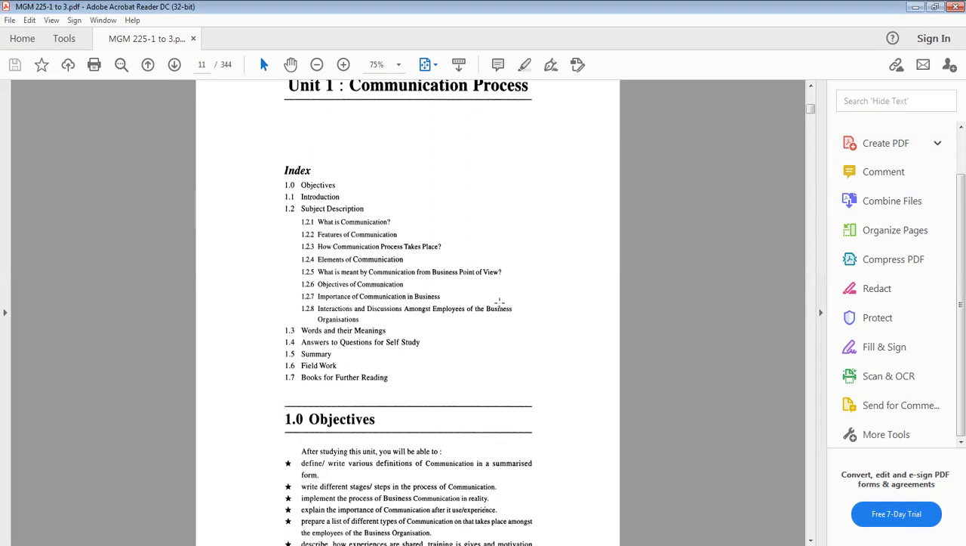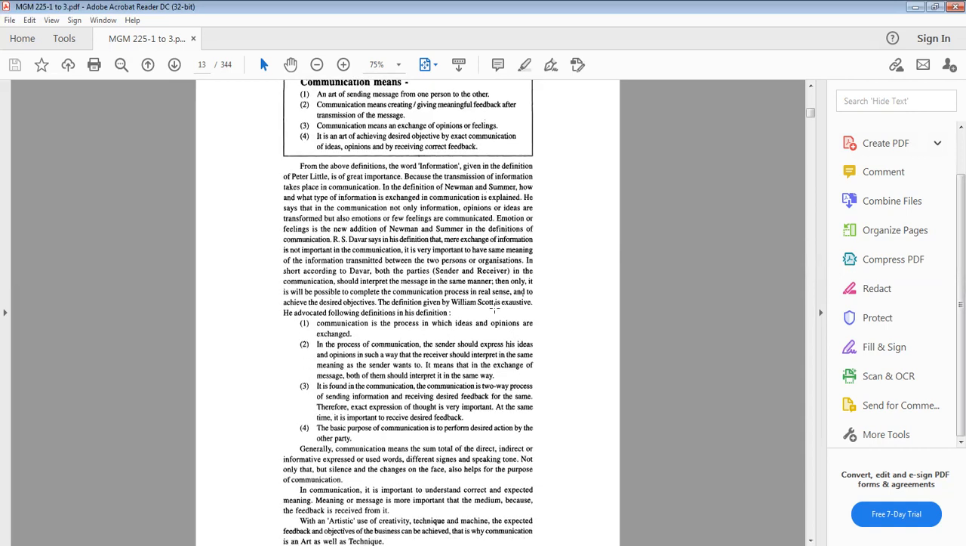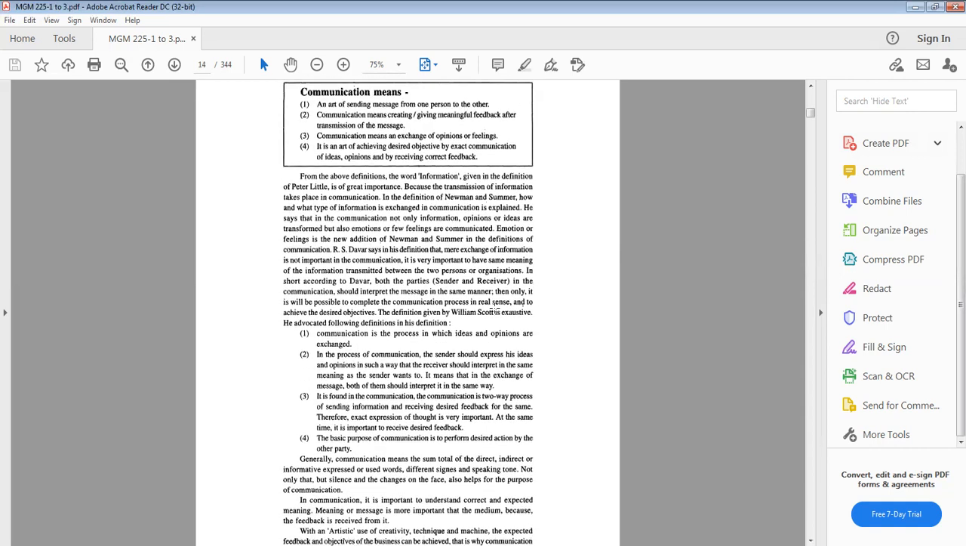In any type of organization, there is a group of employees. The interactions and decisions which take place in that group have a great impact on the success of business. Therefore, to get things done from employees, a manager utilizes his communication skills and achieves the objectives of the organization. In the business communication subject, we are going to study the importance of communication in management, principles, scope, and types of communication. So, the subject description we will talk about now.